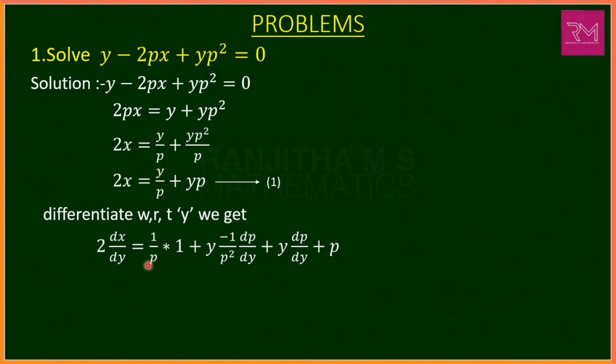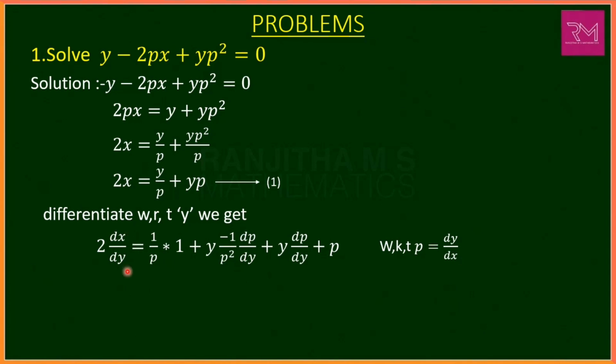We get 1 by p into the differentiation of the second function, the differentiation of y, which is 1, plus y into the differentiation of 1 by p with respect to y, which is minus 1 by p square into dp by dy, plus, here also y and p both are functions, so we apply the product rule: first function into the differentiation of p with respect to y, which is dp by dy, plus the second function, that is p, into the differentiation of y, which is 1. Next step, we know that p is equal to dy by dx.